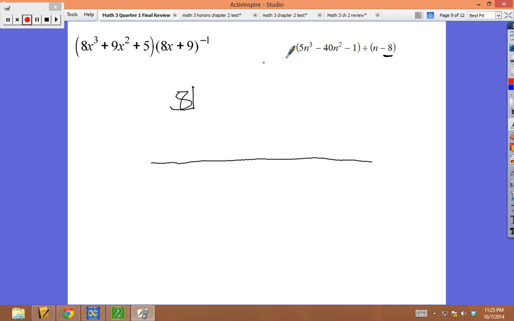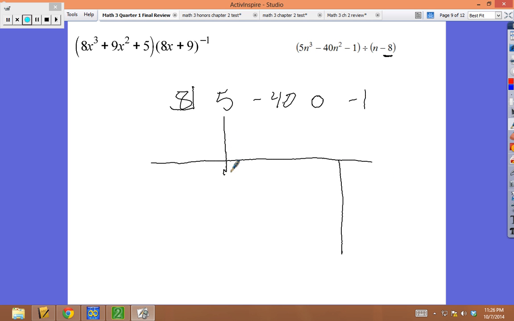Okay, now this does the same thing. I'm going to put my 5, but then I'm going to put my negative 40, but you must put 0 here. You'll get it wrong, because this is a cubic, this is a quadratic, there's no linears, so put in a 0. And then a minus 1. Okay, and this last one is going to be my remainder.